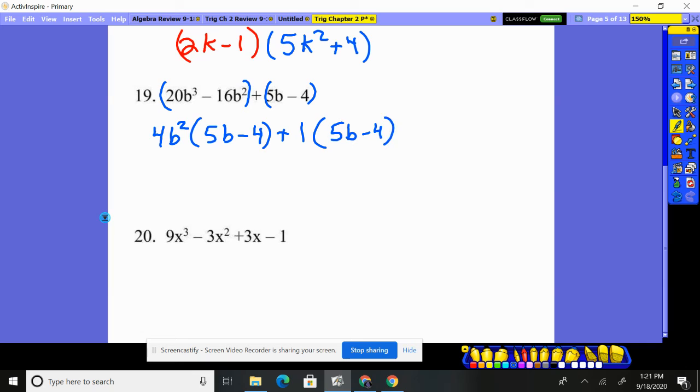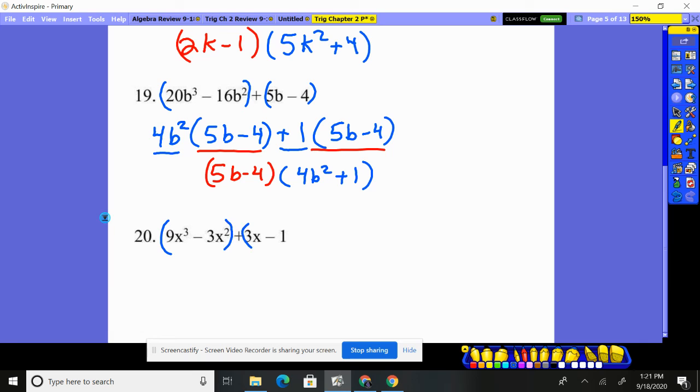So you pretty much just factored the number 1 out. We now have a 5b minus 4. We have it here and here, so we factor that out front. And the other piece will be a 4b squared. And this is why it's important that you have that 1 there. So it's a 4b squared plus 1 times that quantity, 5b minus 4. Those 2 binomials multiplied will give you everything that you have in the top there on 19. Number 20.